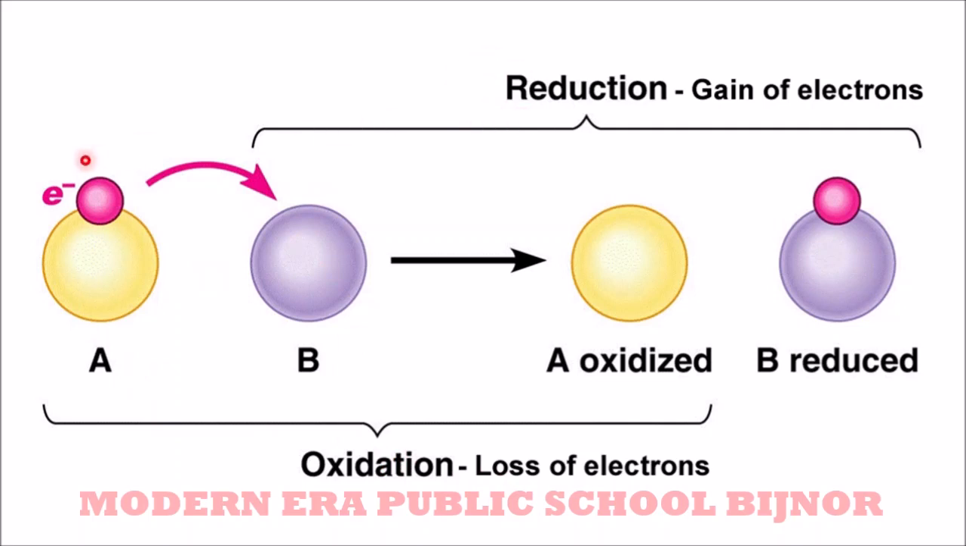So in this condition, electrons are lost and electrons are gained. The substance that loses electrons comes into oxidation, and gaining of electrons comes into the category of reduction. This phenomenon is very easy and very memorable for students. So these are the electronic concepts.